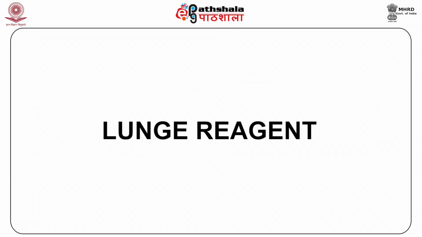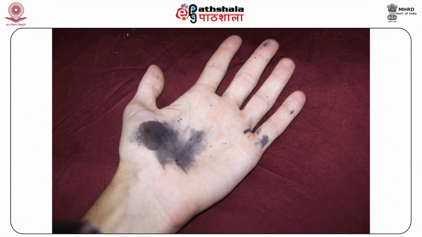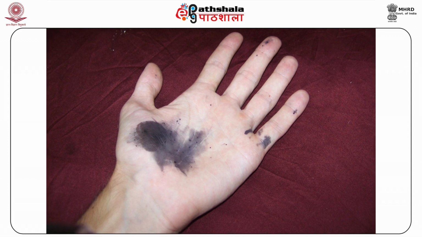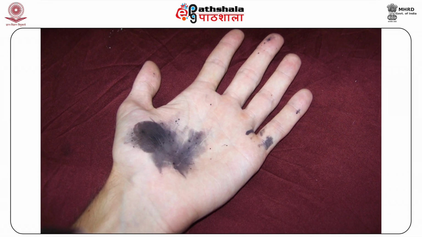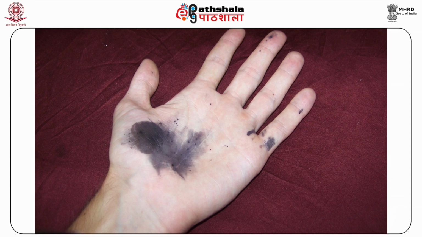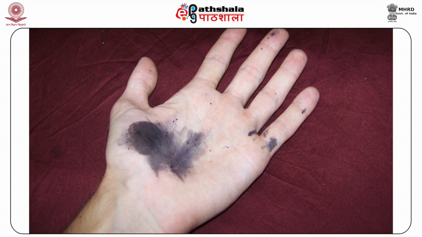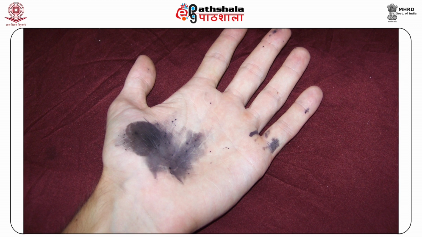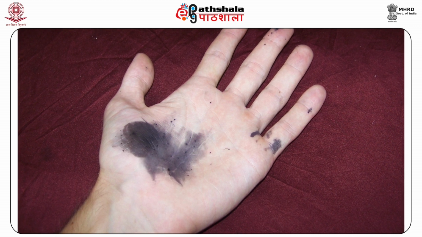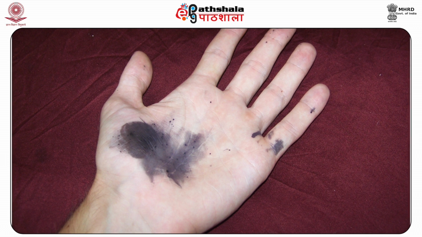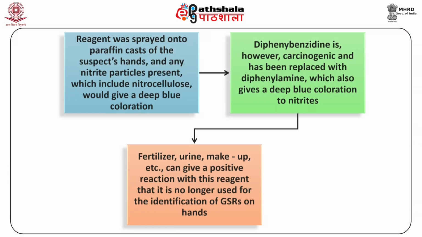Lunge reagent. This was the original dermal nitrite test used for the proof of firing a weapon. Originally, the reagent consisted of a 0.25% solution of diphenylbenzidine in concentrated sulfuric acid. This reagent was sprayed onto paraffin casts of the suspect's hand, and any nitrite particles present, which include nitrocellulose, would give a deep blue coloration.